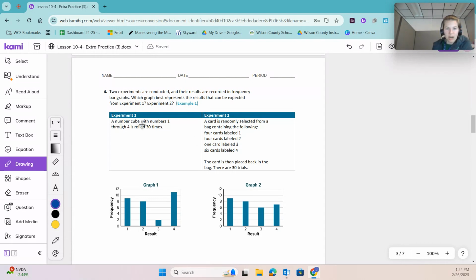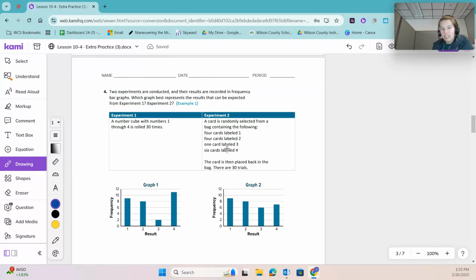Experiment 1 says a number cube with the numbers 1 through 4 is rolled 30 times. So again, equally likely to get the number 1, 2, 3, and 4. Experiment 2: a card is randomly selected from a bag containing 4 cards labeled 1, 4 cards labeled 2, 1 card labeled 3, and 6 cards labeled 4.